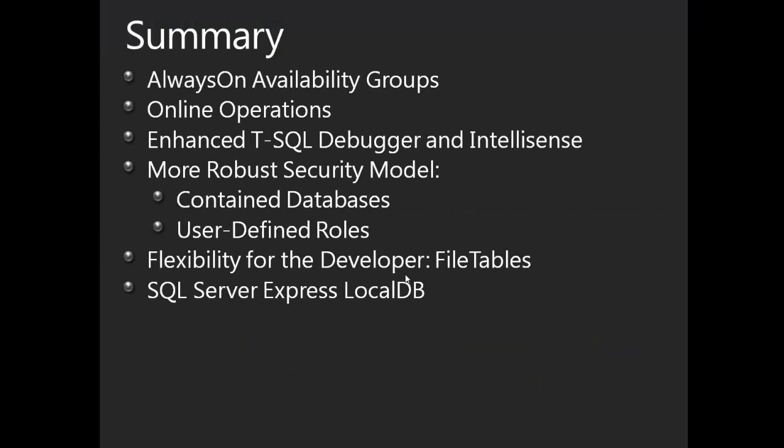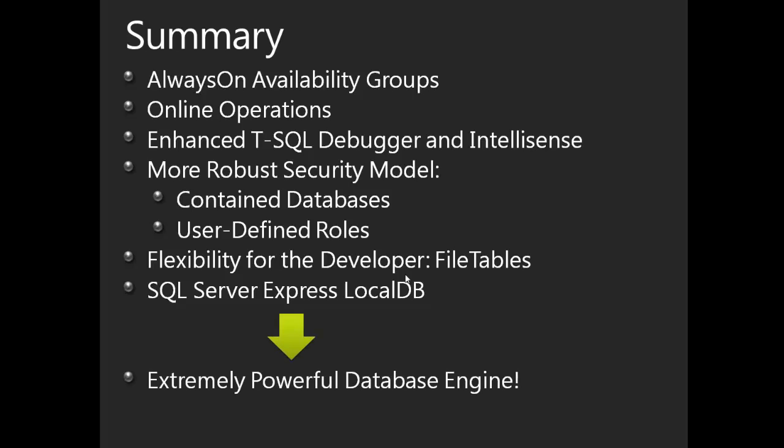So, summing up, we saw many new features shipped with this version of SQL Server 2012. First of all, we talked about the AlwaysOn availability groups, online operations, the enhanced T-SQL debugger and IntelliSense. We learned about the new, more robust security model with contained databases and user-defined roles. FileTables provide flexibility for the developer, as well as SQL Server Express LocalDB, and all these lead to an extremely powerful database engine.